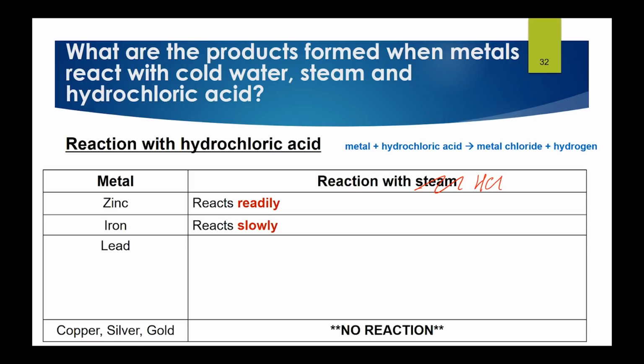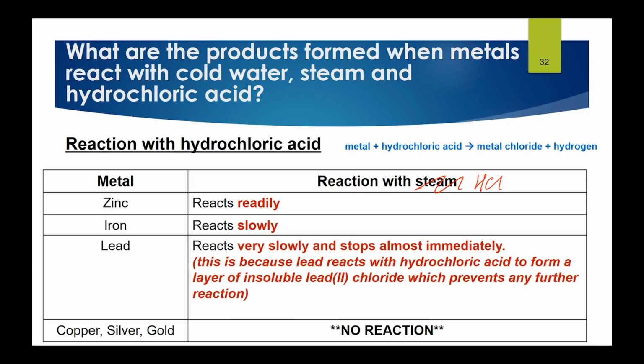But the interesting thing is that this time around, lead can also react. However, the reaction is interesting because it's very slow. Once it gets started, it stops almost immediately, and in fact, it seems like there's no reaction. Why is that the case? The reason is, you have learned this before, when lead reacts with hydrochloric acid, it forms an insoluble layer known as lead(II) chloride solid.